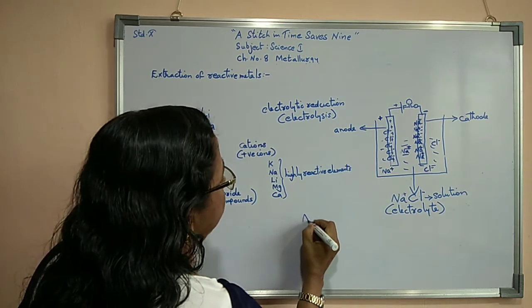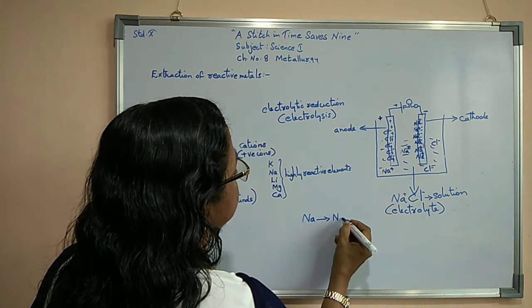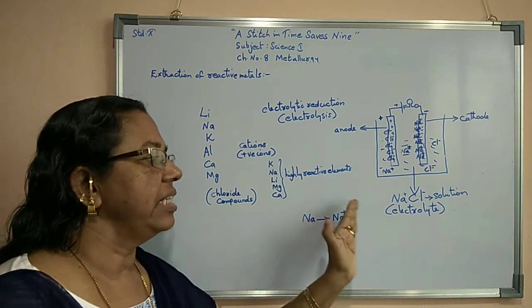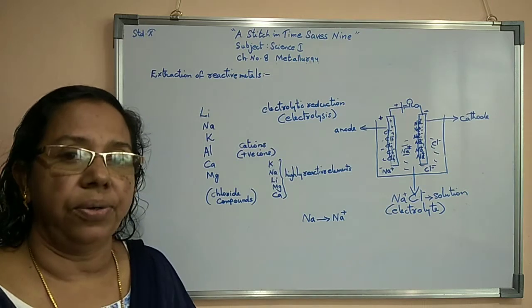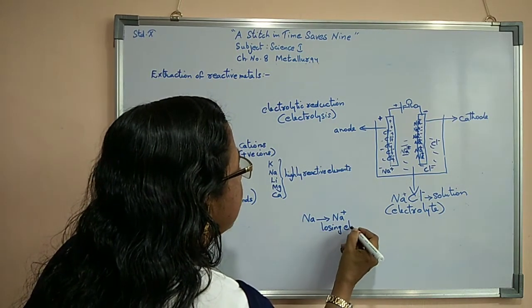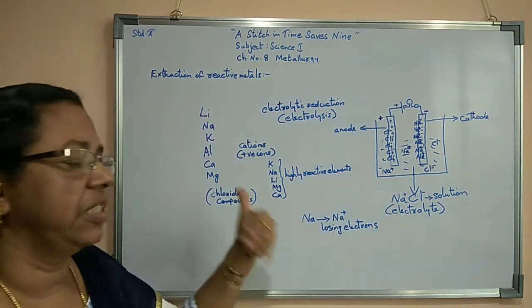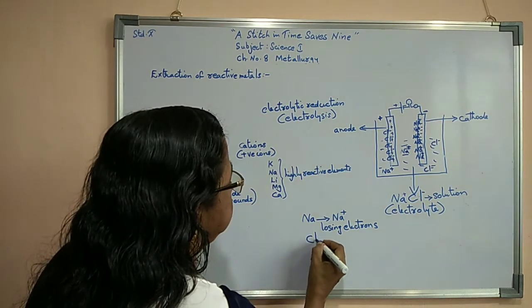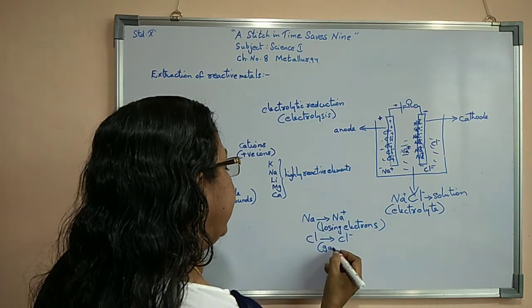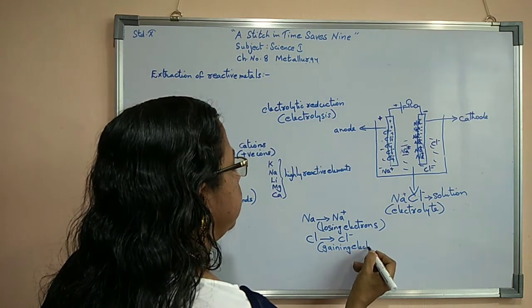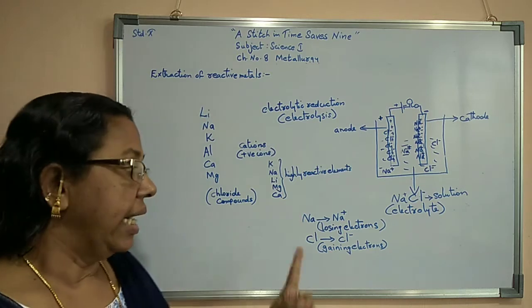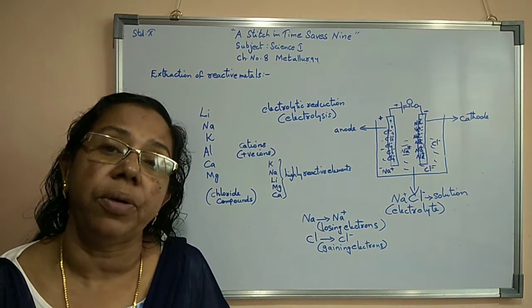Here I am saying, sodium atom. This sodium atom transforms to sodium ion. How is one sodium atom changing to sodium ion? So sodium atom transforms to sodium ion by losing electrons. Now chlorine atom transforms to chloride ion by gaining electrons. Sodium atom transforms to sodium ion by losing electrons. At the same time, chlorine atom transforms to chloride ion by gaining electrons.